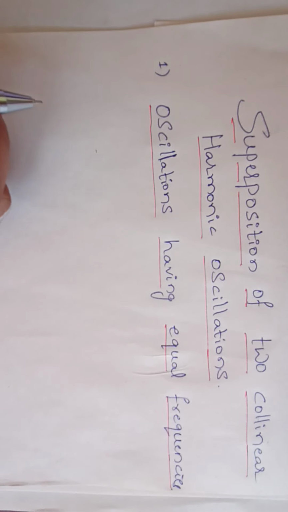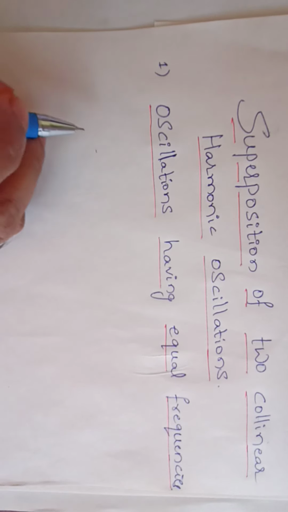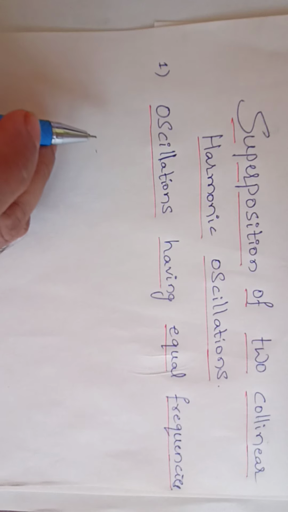Hello everyone. Today we are discussing one of the important topics of simple harmonic motion. Here we are deriving the equation for the resultant of two collinear harmonic oscillations which have the same frequency.